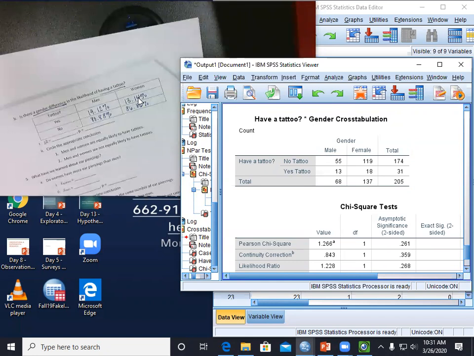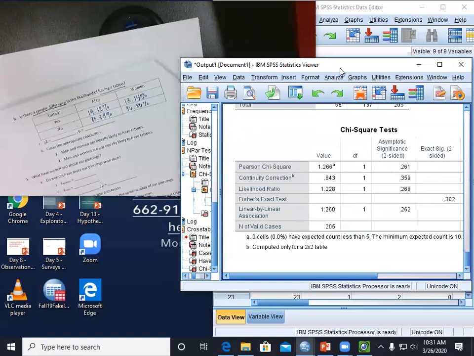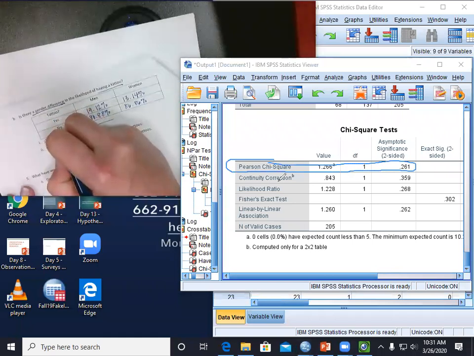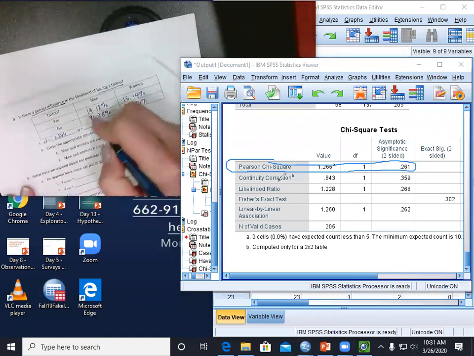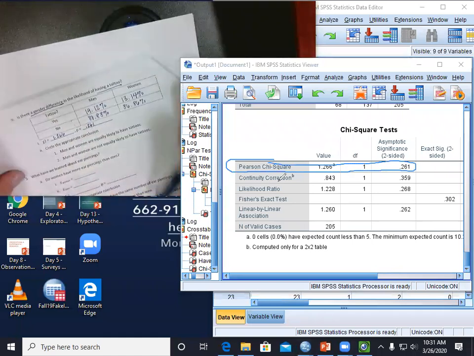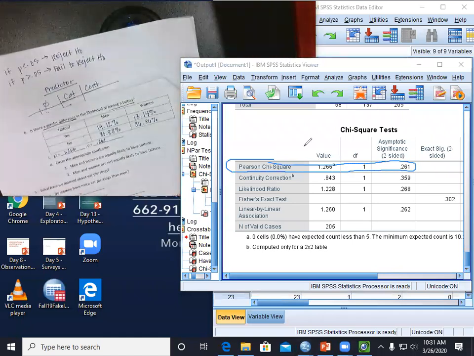The question is, is the evidence provided by our sample strong enough to suggest that at the population level, the men at Penn State really are more likely to have a tattoo? To make that inference, we have to look down here at our chi-square statistic and our p-value. Remember, we're looking at the top row where it says piercing chi-square. Our chi-square statistic is 1.266, and our p-value is 0.261. With a p-value of 0.261, are we going to reject or fail to reject the null hypothesis? We're going to fail to reject the null.